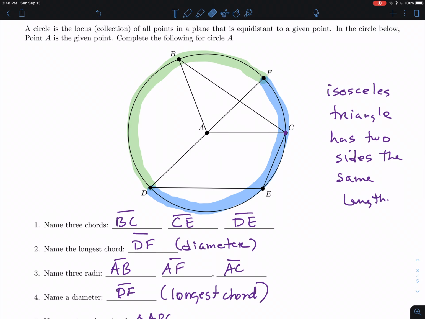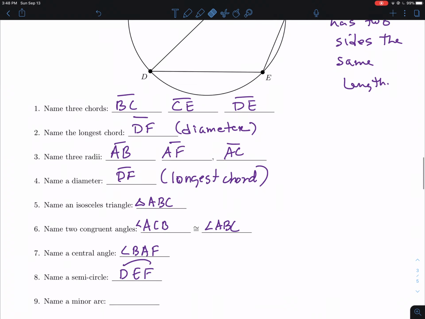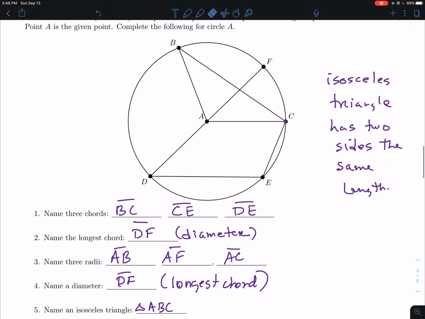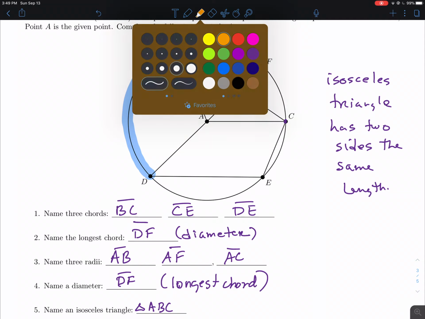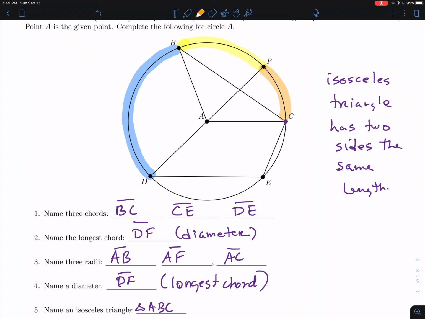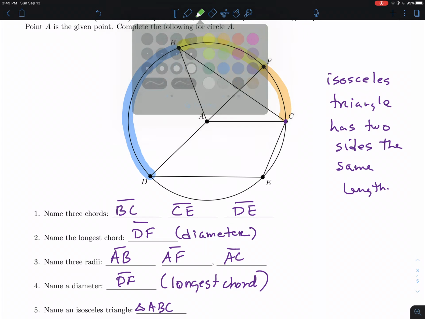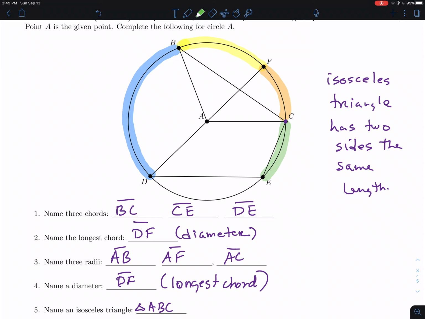So now, let's clean this up. Let's go back to name a minor arc. In this case, there's going to be lots of minor arcs on there because anything that's less than 180 degrees is going to be a minor arc. So for example, D to B is a minor arc. B to F would be a minor arc. F to C would be a minor arc. C to E would be a minor arc.